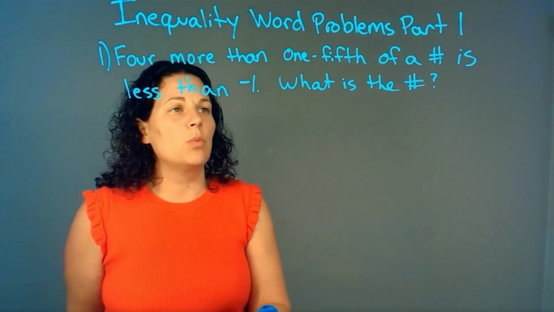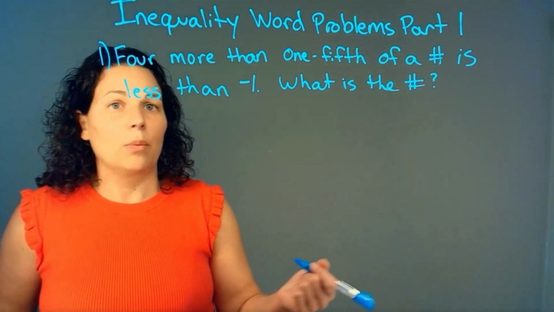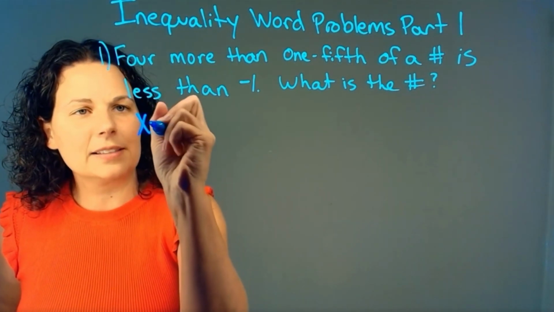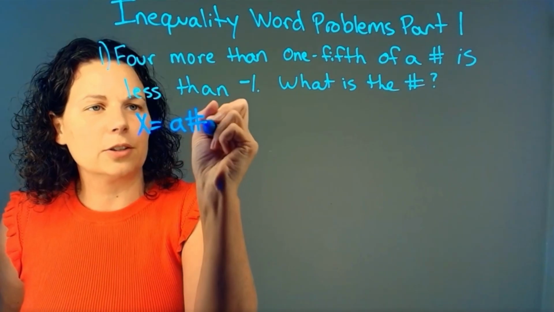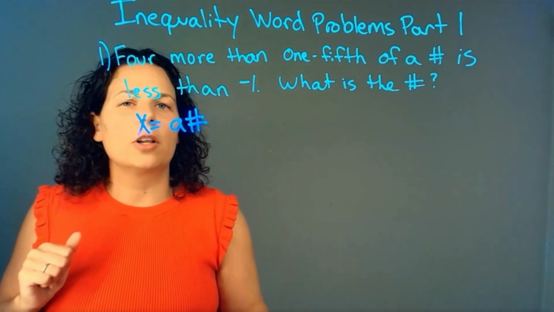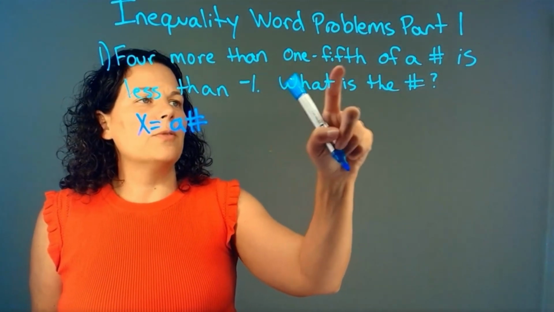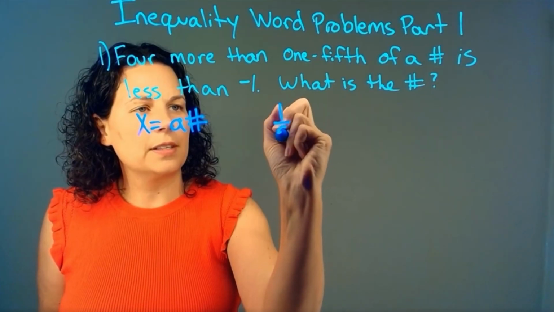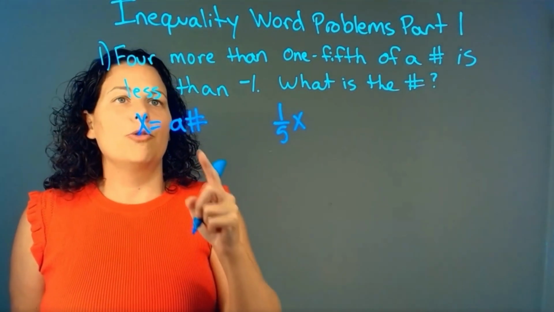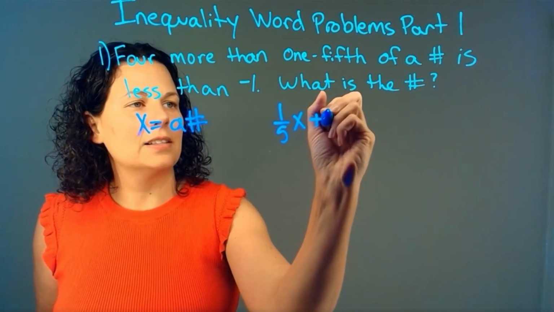Okay, 4 more than 1/5 of a number is less than -1. What is the number? Okay, we don't know the number. Let's start with that. X equals a number. Always define your variable. And for me, this is enough. Just make sure you follow what your teacher says. 4 more than 1/5 of a number. Okay, 1/5 of a number, I know that's 1/5 times X. So that's there. 4 more than that means I add 4 at the end.